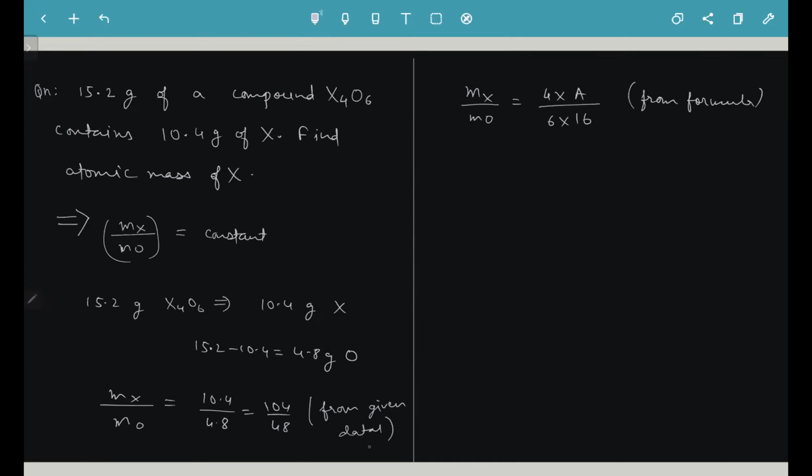Now, the mass ratio should be a constant. It should not change, however we determine it. We'll say that 104 by 48 is equal to 4A by 6 into 16. We solve it. This is 2 by 3. This is 3 times 3, and 3 cancel. We'll get A is equal to 104 by 2. The atomic mass of X is 52. Is this clear?